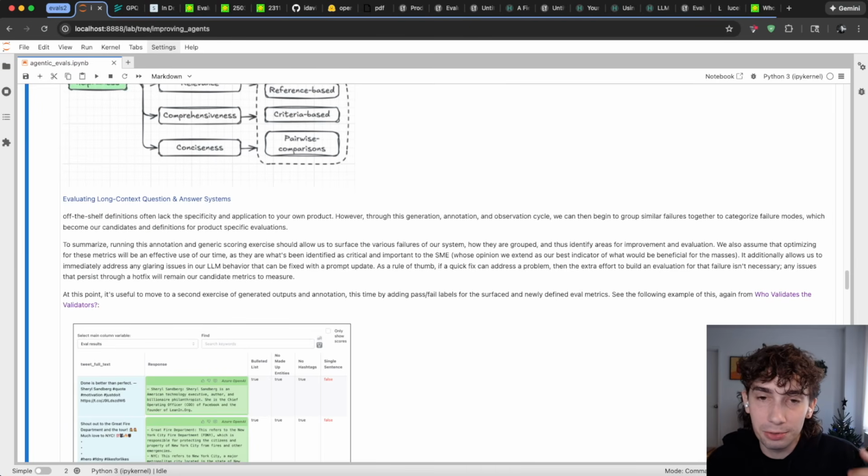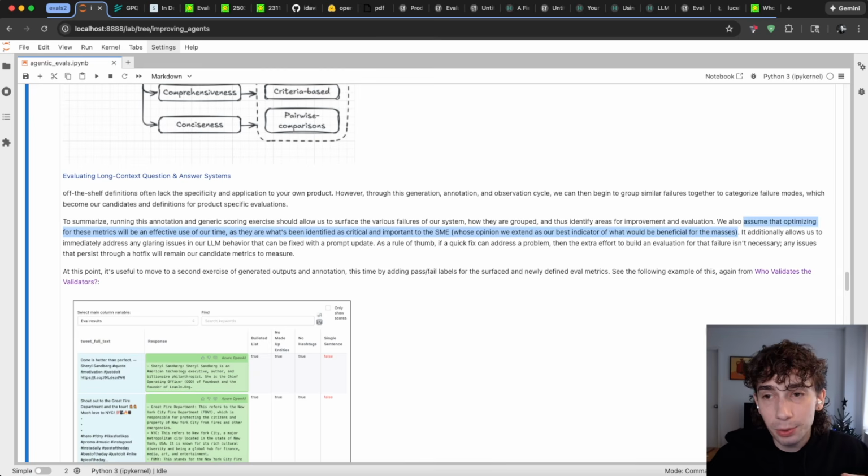One of the assumptions that we make at this point is that the feedback that we've collected, and thus defined our evaluation metrics from, our SME that we've employed is actually representative of what would be useful to optimize against. In other words, we are assuming that optimizing for these metrics will be an effective use of our time, as they are what's been identified as critical and important to a subject matter expert whose opinion we extend as our almost best indicator of what will be beneficial for the masses.